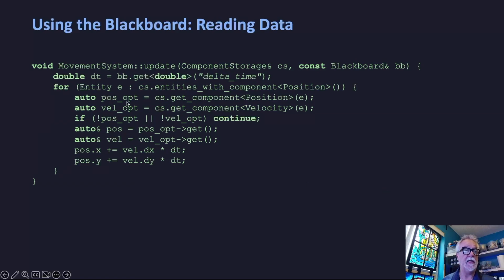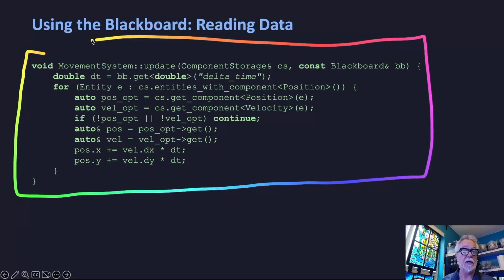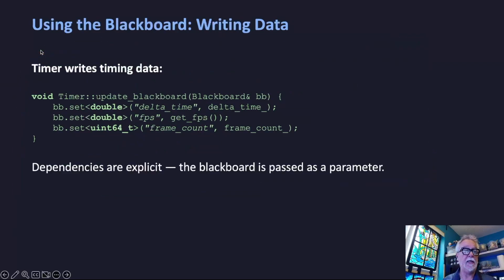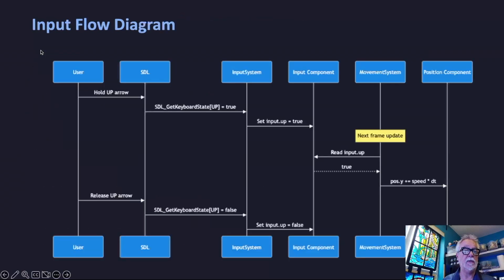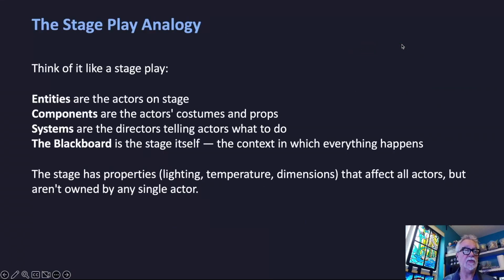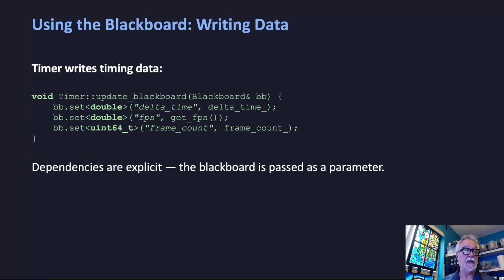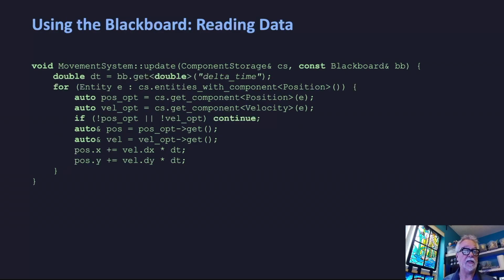So when we want to read the data, there's my movement system that we're going to talk about. Remember back here, we talked about the movement system right here, right? So let's go have a look at the movement system. Isn't this exciting? We actually have a system that's going to make things happen. So the first thing we do is we get our delta time from the blackboard, right?